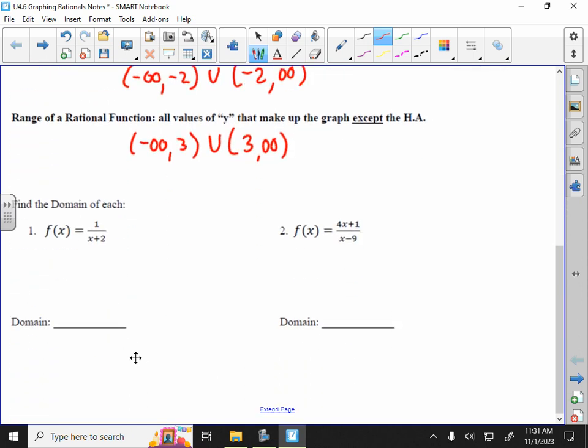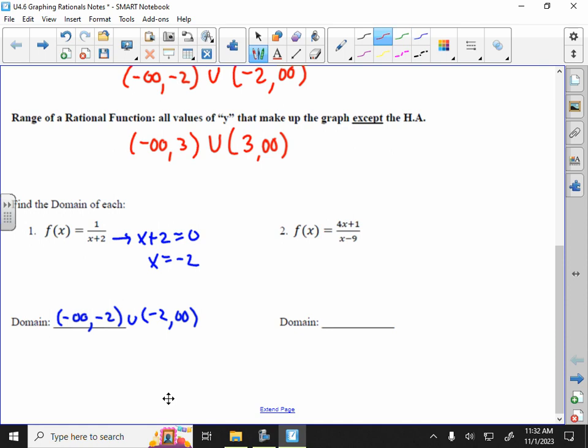All right, so let's practice finding just a domain given an equation. So again, the domain is based off the vertical asymptote, and the vertical asymptote is based off the excluded value. So what makes the denominator 0? If you set x plus 2 equal to 0 and solve it, you get x equals negative 2. So our domain can be every number except negative 2. So we would say negative infinity to negative 2, union negative 2 to positive infinity.